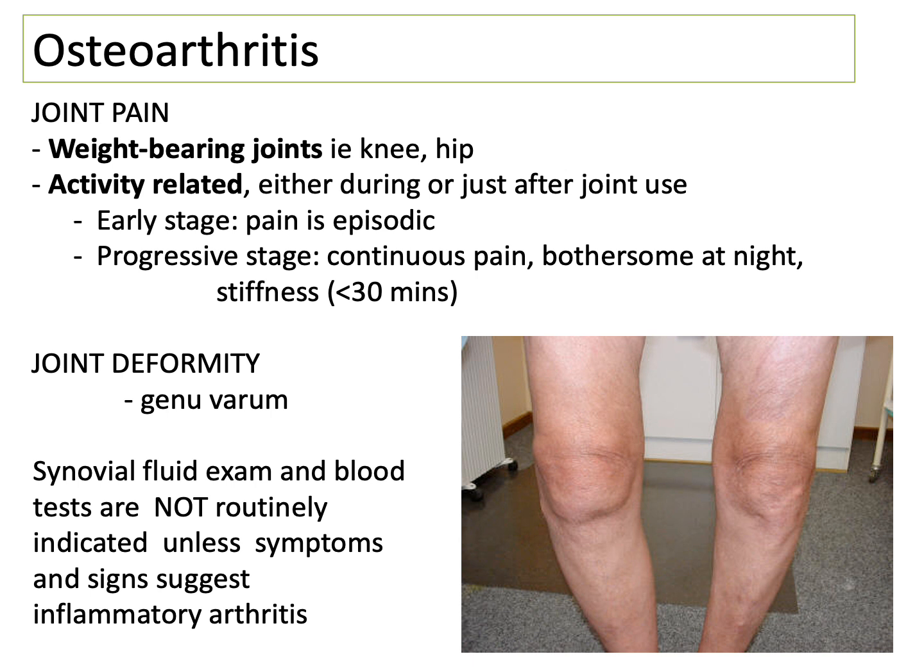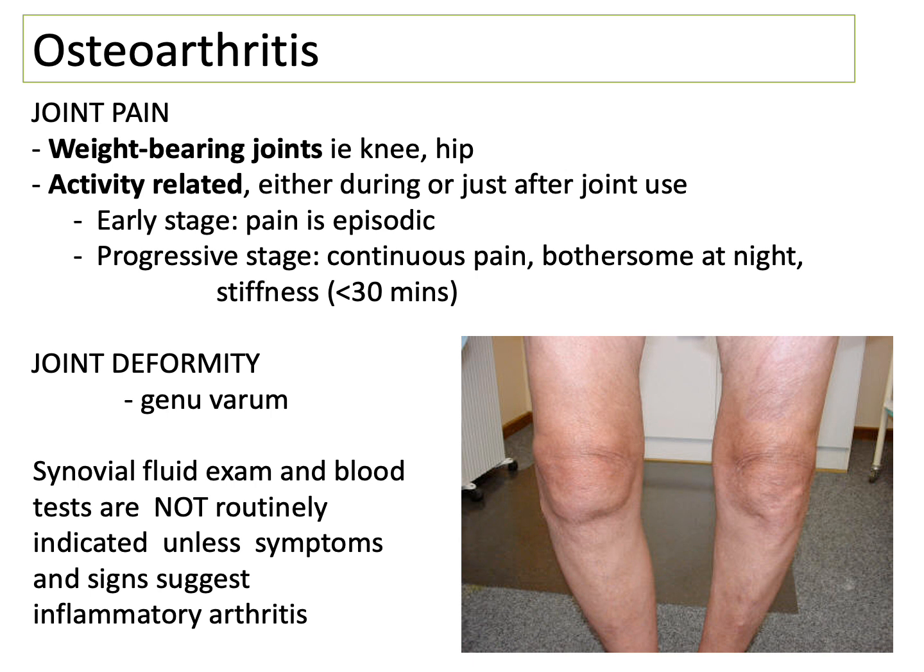So joint pain is the most common complaint in patients with osteoarthritis, especially in the weight-bearing joints, so in the knees and the hip. And the joint pain in osteoarthritis is more activity-related, so either during activity or just after joint use. So in the early stages of osteoarthritis, the pain is episodic, while in the progressive stage, the pain is continuous, it is bothersome at night, and there is stiffness.